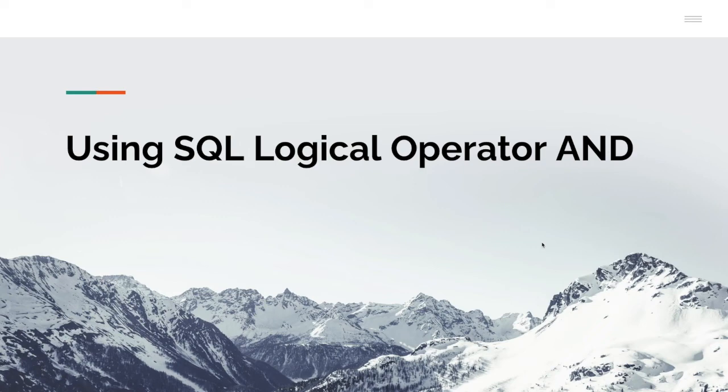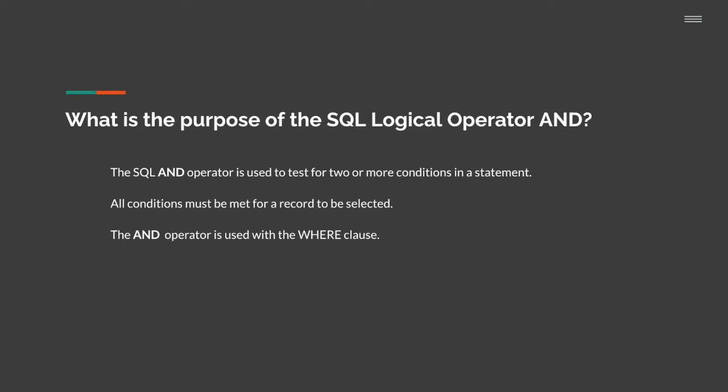Let's take a look at how to use the SQL logical operator AND. What is the purpose of the logical operator AND? Well, it is used to test for two or more conditions in a statement. When using the AND operator, all conditions must be met for a record to be selected. Now, the AND operator is used with the where clause. So let's take a look at this in practice.